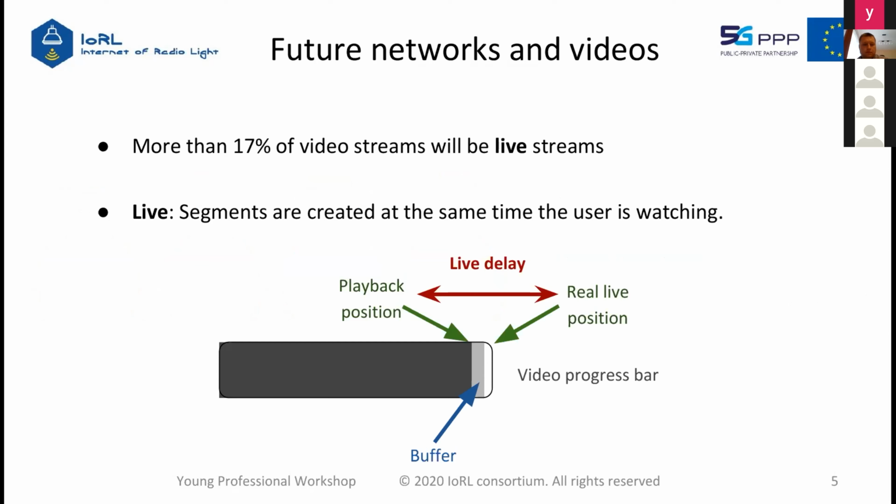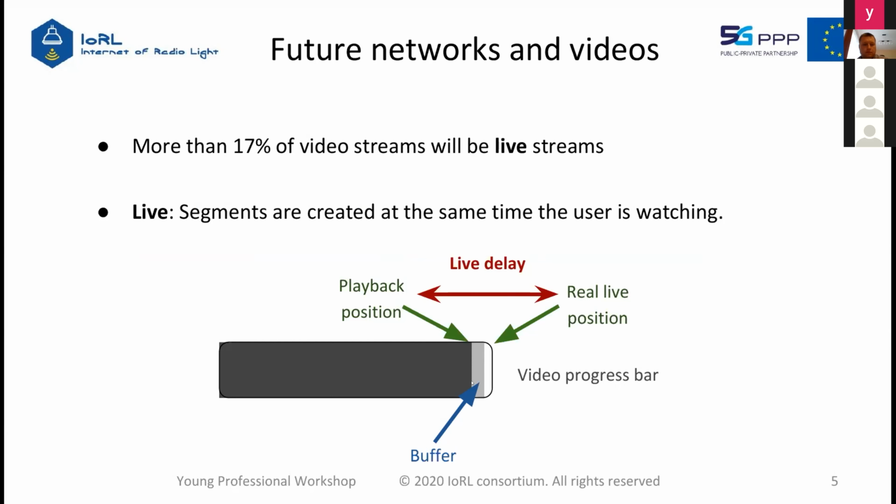To be clear about what a live stream is, we have the example of a progress bar of a live stream. During a live stream, the video segments are created at the same time the user is watching the video, of course. So this is what the video progress bar looks like. You have the playback position, meaning the video data that is being watched by the user. We have the real life position, which means the frame that is being captured by a camera, for example. And between the two, we have an important metric for live streaming, which is the live delay. Of course, for live streaming, we want to reduce the live delay to a minimum.